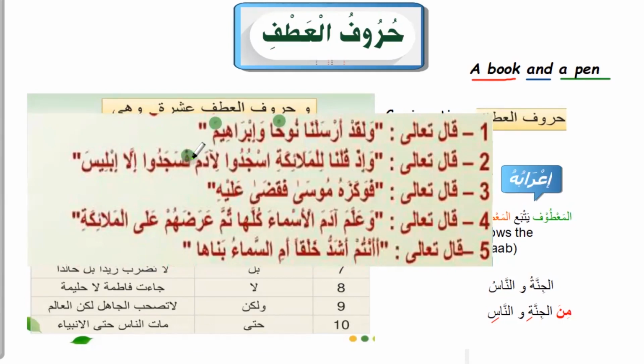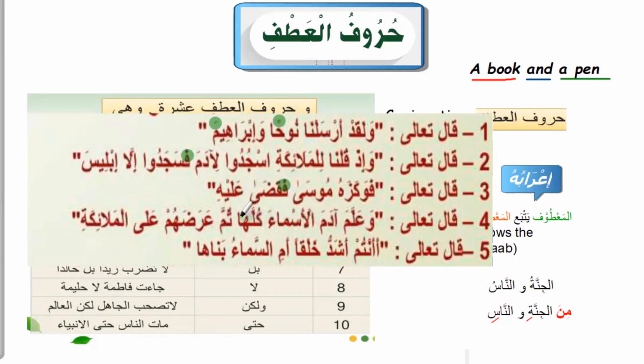then immediately. I told you what the fa means: immediately. It means then, but there's no time waste, no time span. It just happens immediately. Then we have here فَوَكَزَهُ مُوسَى فَقَضَى عَلَيْهِ, the same fa here. Then we have here وَعَلَّمَ آدَمَ الْأَسْمَاءَ كُلَّهَا ثُمَّ. So you see this one has ثُمَّ instead of fa.